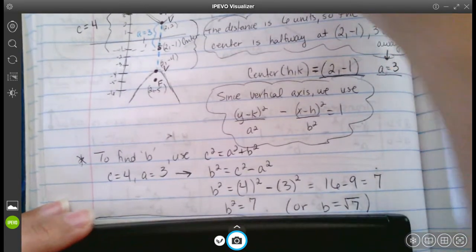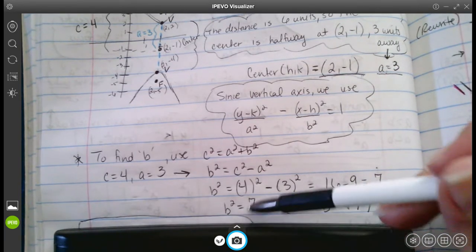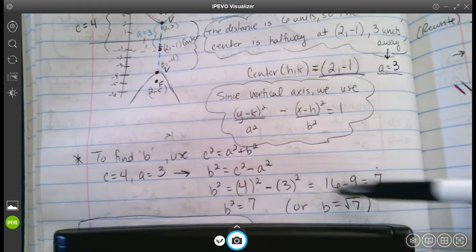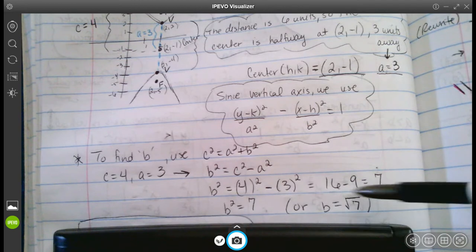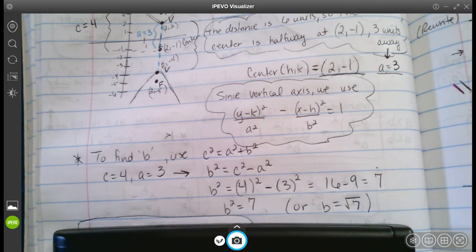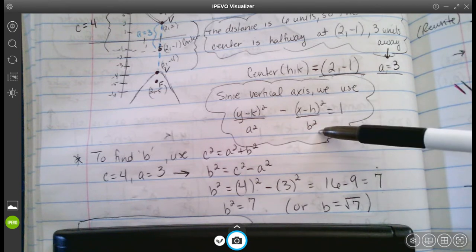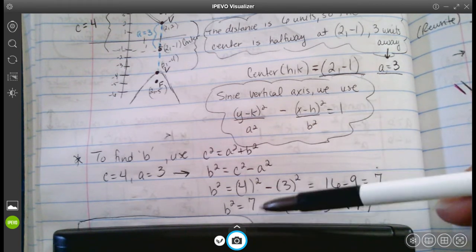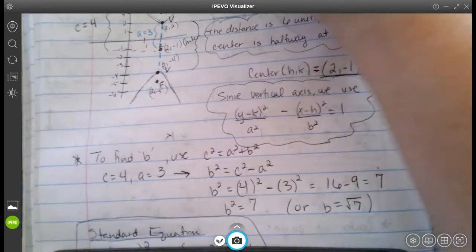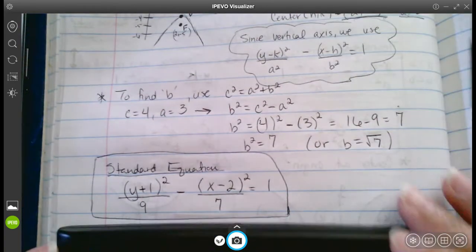The reason I wrote it like that, you'll notice that right here, I put b squared comes out to 7 because 4 squared is 16, 3 squared is 9, and 16 minus 9 is 7. Or you could do b equals square root of 7, but the formula asks for b squared, so I'm just going to leave it as b squared, which is 7. And that is basically all I have to do because now I have everything.